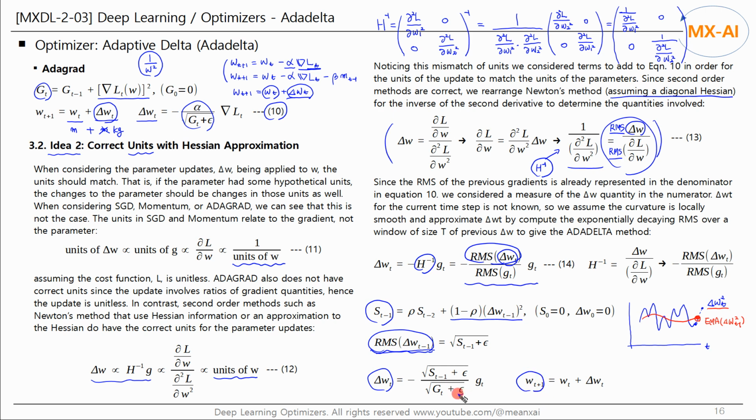Epsilon is a small constant value to prevent this value from becoming 0. You can see that there is no global learning rate alpha in this formula. Therefore, Adadelta does not require you to specify a global learning rate alpha. However, TensorFlow and PyTorch use the global learning rate alpha. They additionally apply alpha in the formula for updating W. Setting alpha to 1.0 behaves the same way as in this paper. This is the Adadelta optimizer.